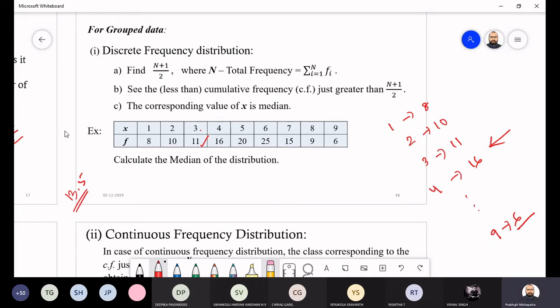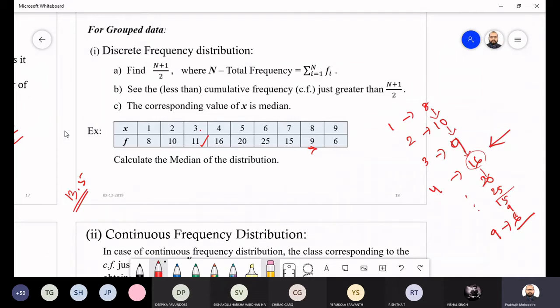So what do you have to do? This need not be in increasing order, although in this example it is increasing order. Suppose you write 20, 25, 15, 9, 6, so it is not increasing order. If it is increasing, then you can say 13.5 is lying here. But if it is not increasing order, how do you know where 13.5 is? So what can you do?